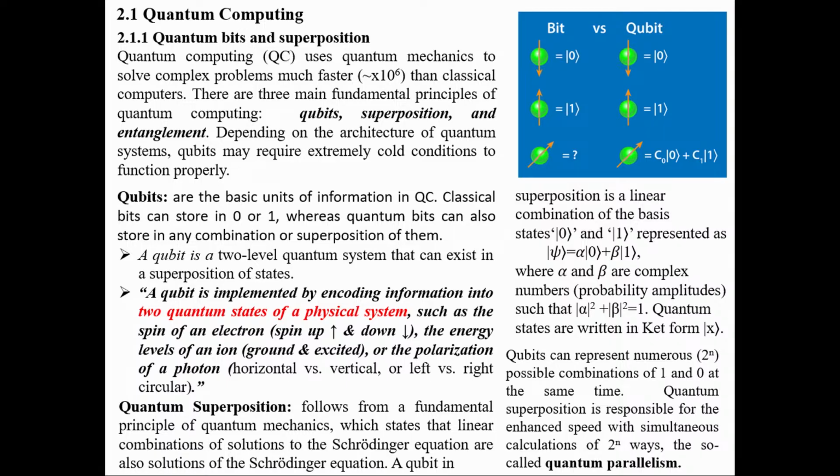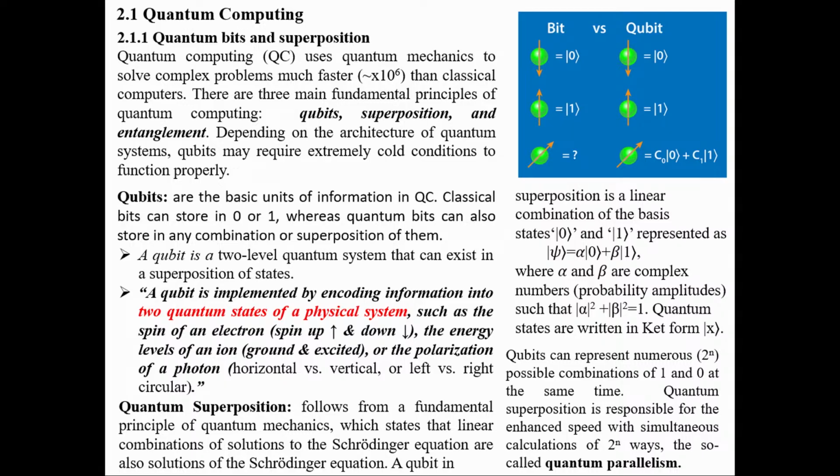And how to implement a qubit practically? It is implemented by encoding information into the two quantum states of a physical system, such as the spin of an electron, the energy levels of an ion, that is ground state or excited state, or the polarization of a photon, horizontal versus vertical or left versus right circular. So these are the qubits that carry the information. It is a unit of information.